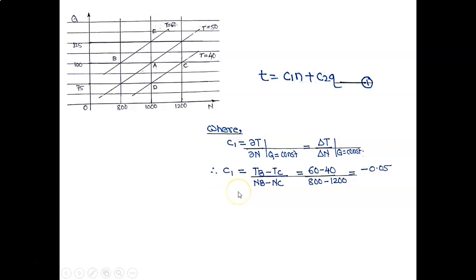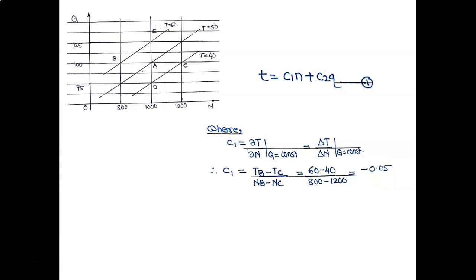Therefore, C1 is equal to TB, that is, the line passing through the point B, TB minus TC divided by NB minus NC. What is TB? TB is equal to 60, TC is equal to 40. What is NB? NB is equal to 800 and NC is equal to 1200. Therefore, C1 is equal to 60 minus 40 divided by 800 minus 1200, which is equal to minus 0.05.